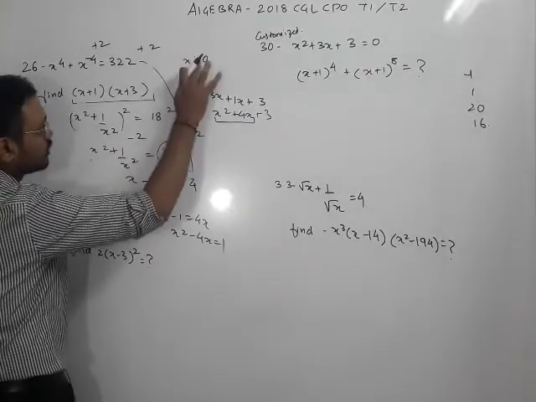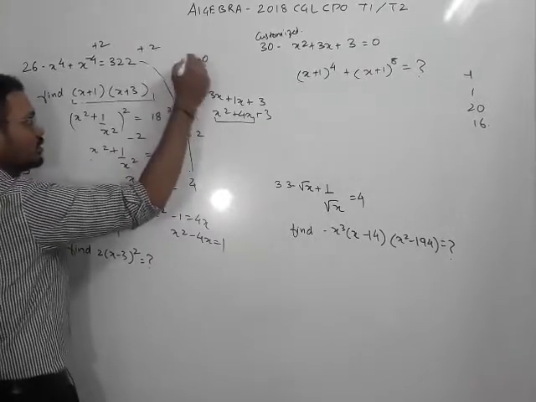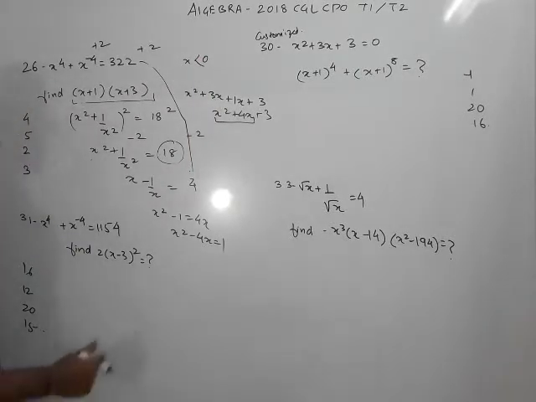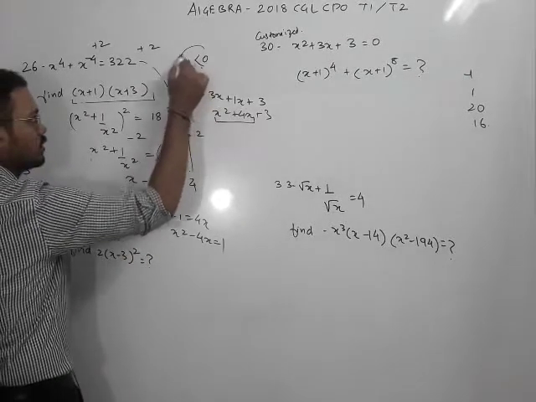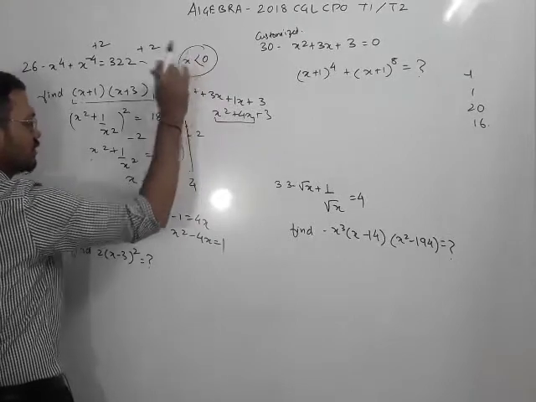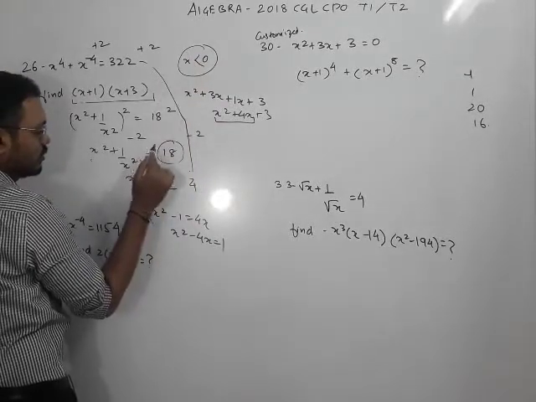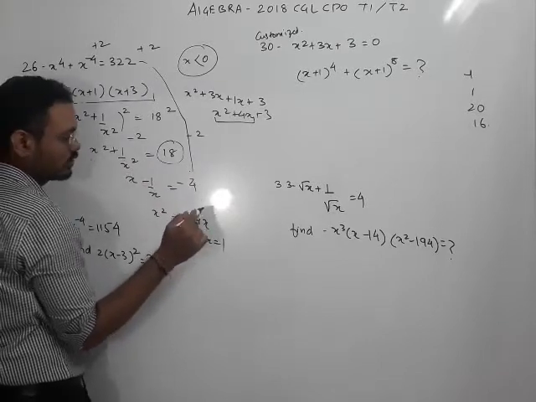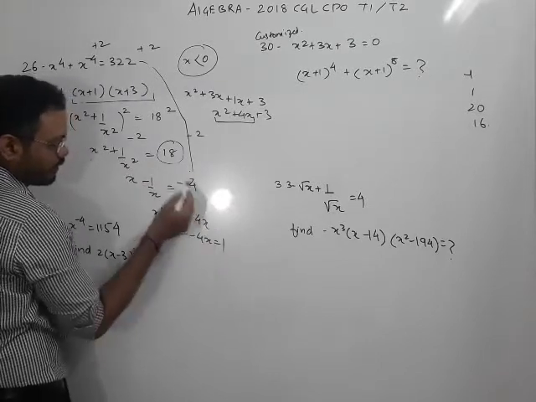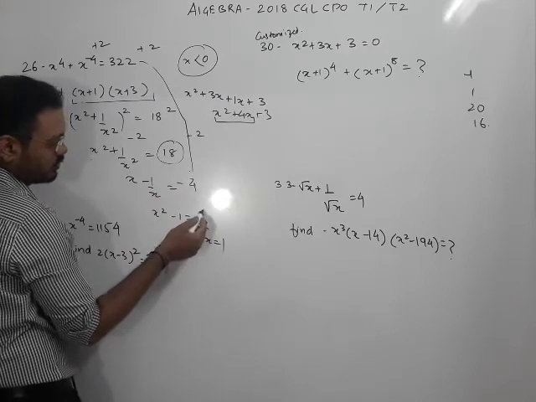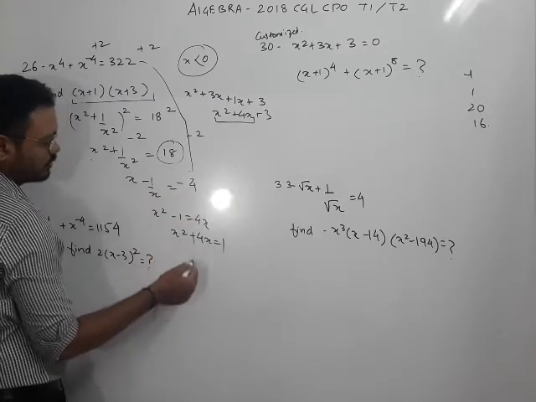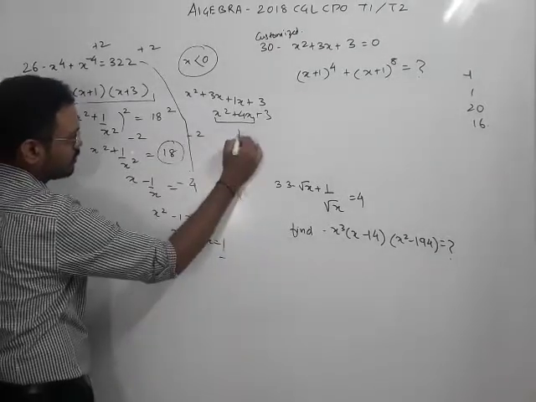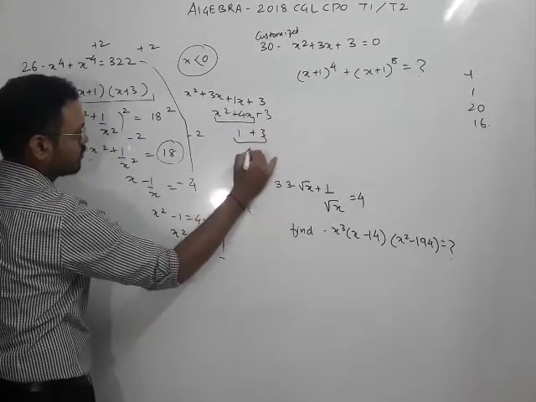Okay, this sum is given based on x less than 0. If x is less than 0, then over here it will come as minus 4. When this is minus 4, this minus 4 will come this side and this will become plus 4. So x square plus 4x value is 1. 1 plus 3 gives me 4.